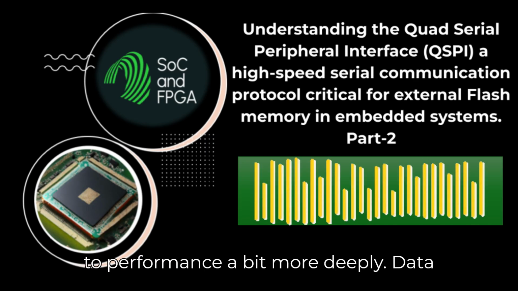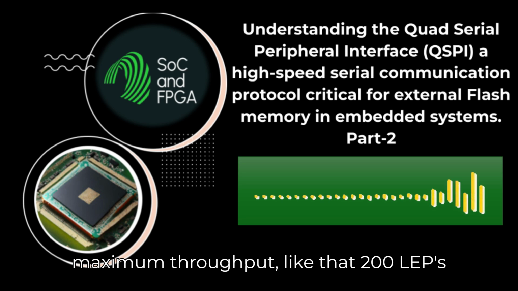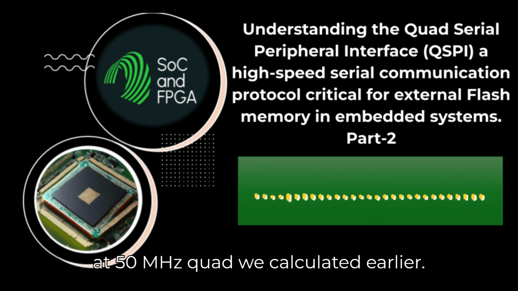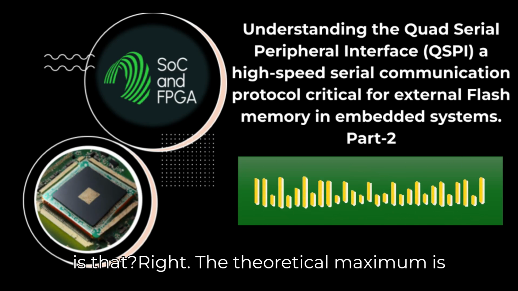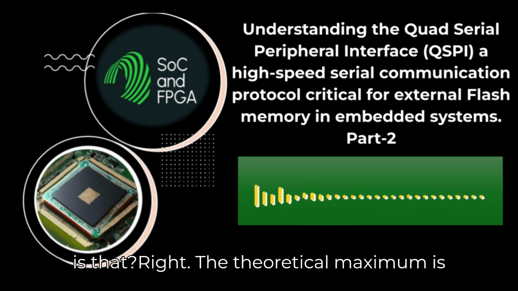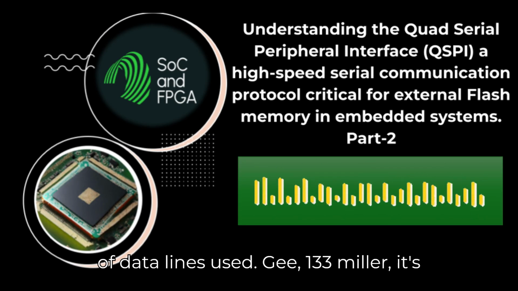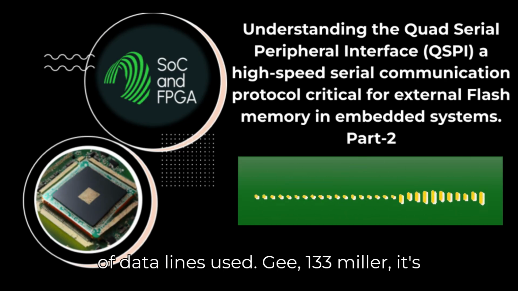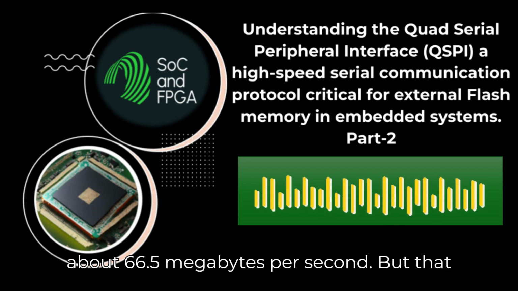Let's circle back to performance a bit more deeply. Datasheets often give you a theoretical maximum throughput, like that 200 Mbps at 50 megahertz quad we calculated earlier, but you mentioned the real-world performance is often lower. Why exactly is that? Right. The theoretical maximum is usually calculated very simply: just the clock frequency times the number of data lines used, e.g. 133 megahertz times 4 bits equals 532 megabits per second, or about 66.5 megabytes per second.